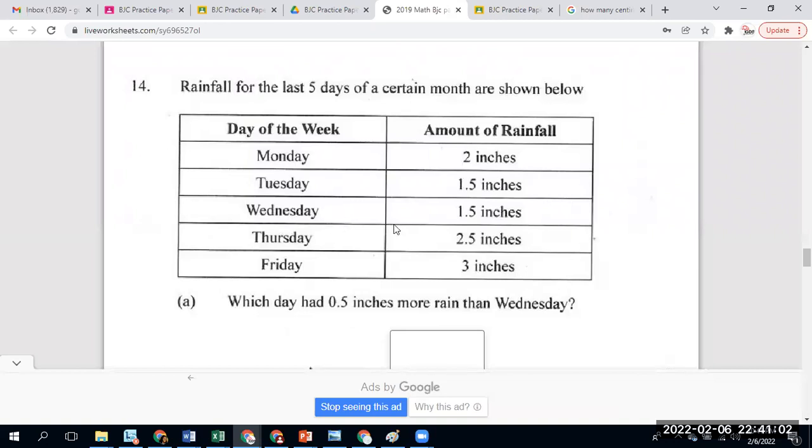Let's take a look at Wednesday. Wednesday has 1.5 inches of rain. So if we want to find out which day has 0.5 inches more than Wednesday, we add 0.5 to 1.5. That gives us 2.0. So which day had 2 inches of rain? That day was Monday.